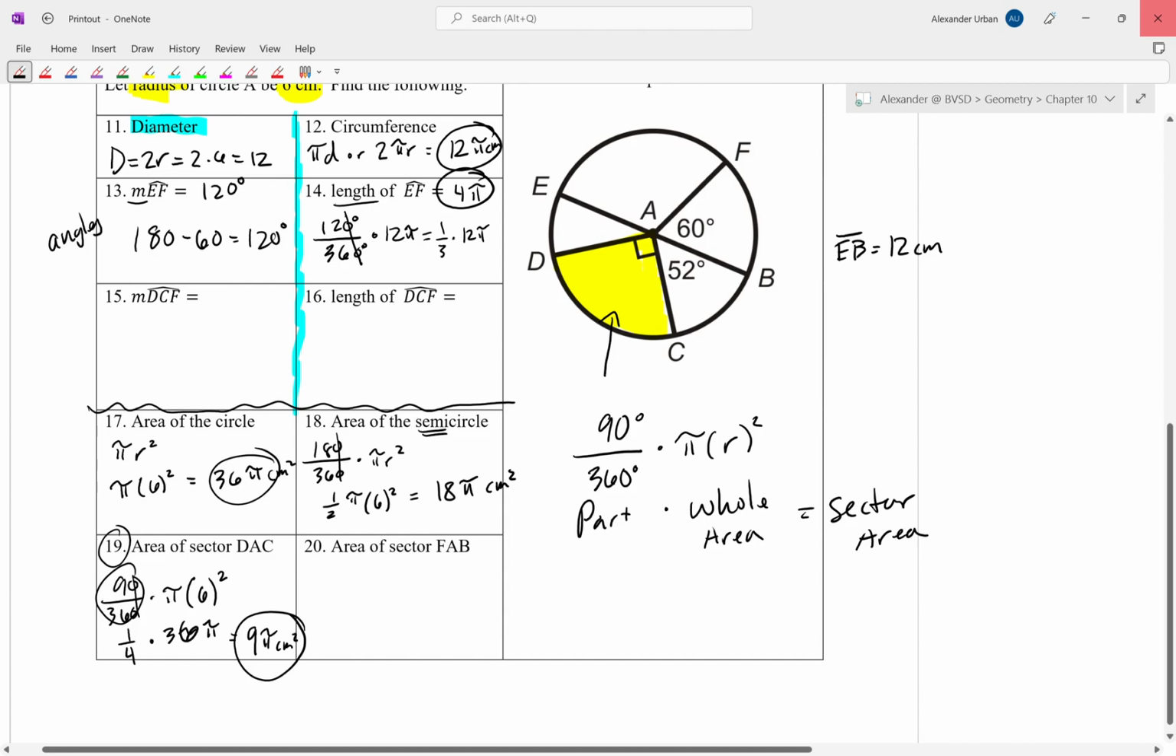I need you guys to find number 20, which will be FAB. It's going to be a little bit different. It's going to be a little bit messier of a number, and that's okay. I did the easy example. You guys can do the hard one.